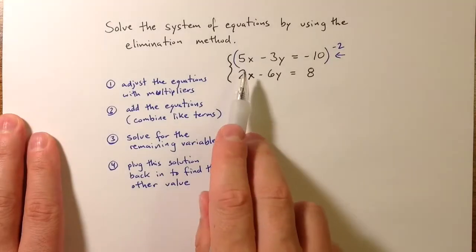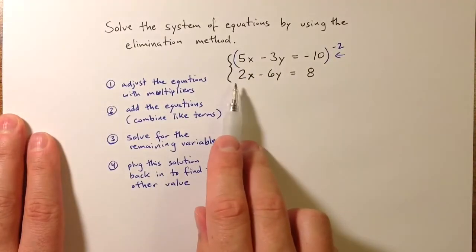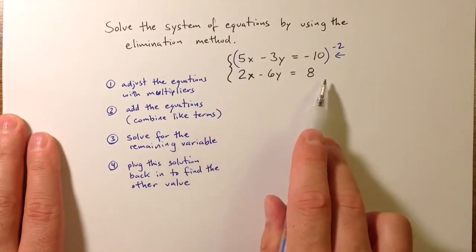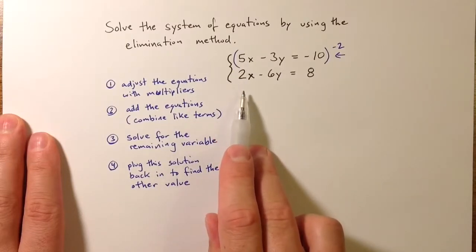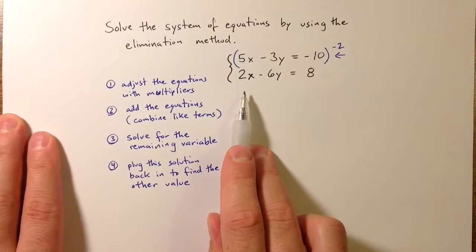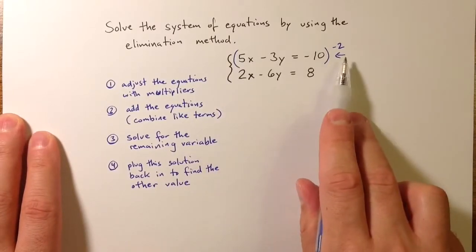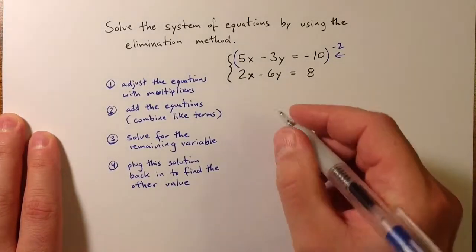We could also, multiplying by negative 2, then also multiply the bottom equation by a positive 5, and that would allow us to cancel out the x's. So there are definitely different ways that we can go about this. But the simplest way for this example is to multiply by negative 2.